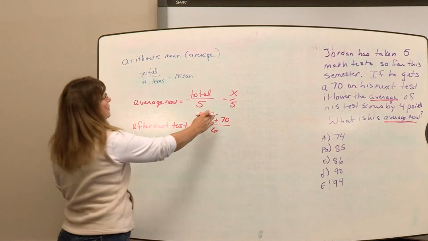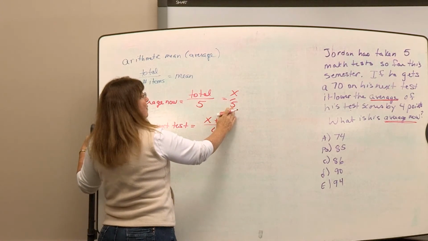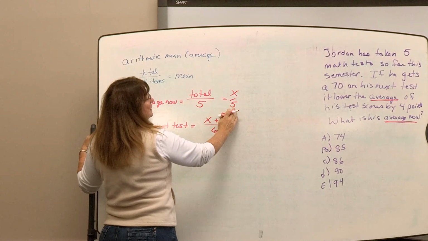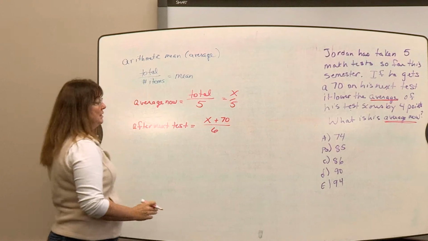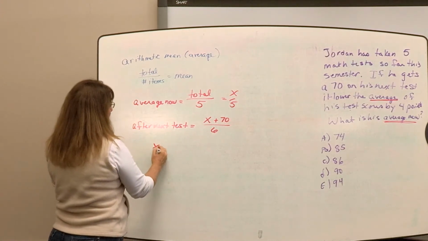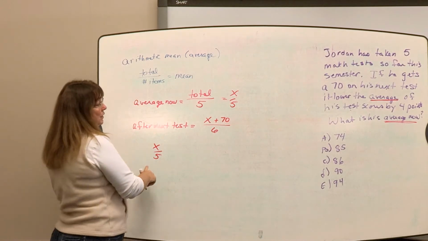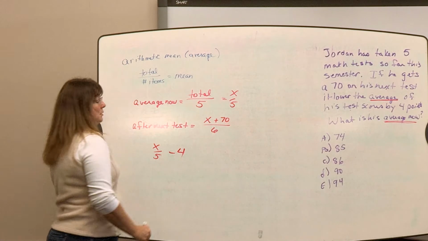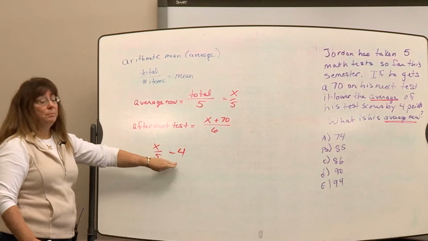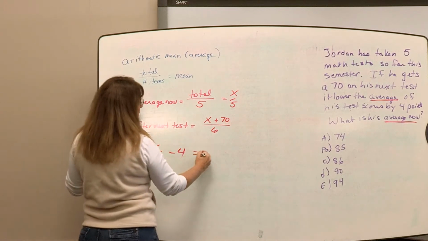Well, here was his average right now. If this is going to decrease by 4 points, it will give me his new average after his next test. So if I take his average now, they tell me it's going to lower his average by 4 points. So his average will go down by 4 points after he takes that new test.